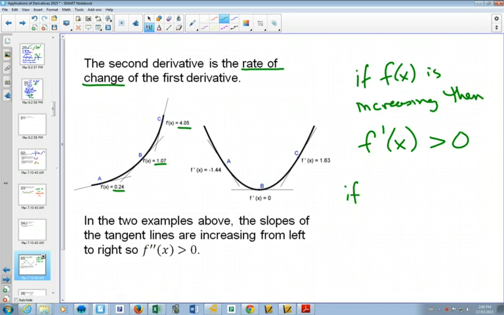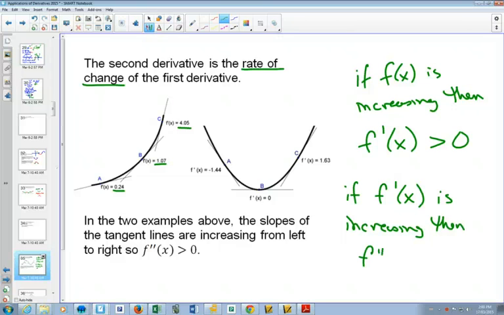Now, if our derivative is increasing, then our second derivative would have to be bigger than 0. So if we notice that our derivative is increasing, if we look at these numbers, 0.24, 1.07, 4.05. Even here, as we go from left to right, we're at negative 1.4. Then we go up to 0, then up to 1.63.